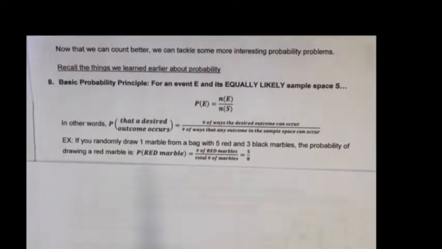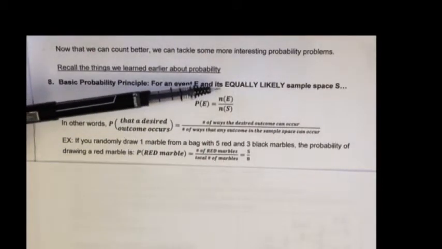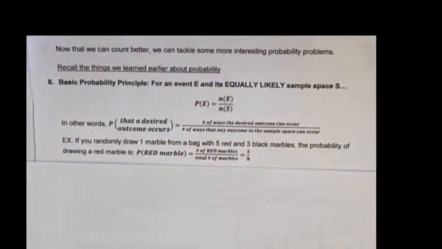For example, if you draw one marble from a bag that has 5 red and 3 black marbles, according to the basic probability principle, which applies because if they're randomly selected, it's equally likely to choose any one marble, the probability of getting a red marble is the number of red marbles divided by the total number of marbles. Well, there are 5 red marbles in the bag, and there are a total of 8 marbles in the bag.